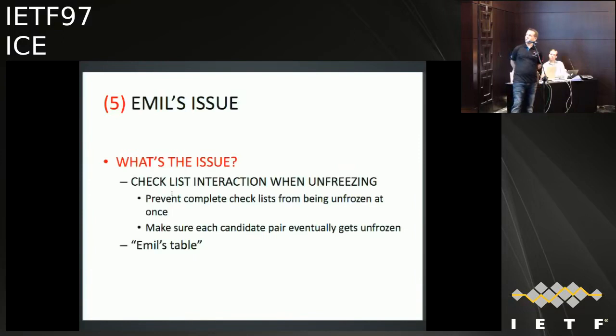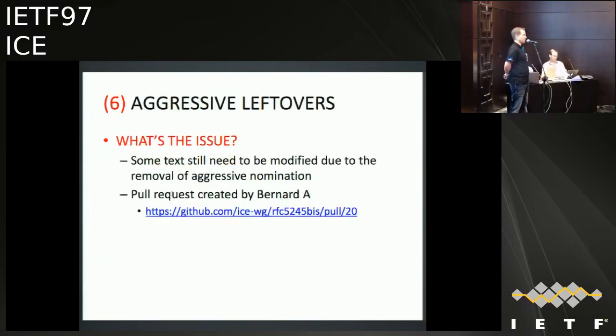Then there are a few issues regarding aggressive nomination. When we did the removal of the aggressive nomination, we did have a pull request and we removed the text. But then I think Bernard found out that there is still some text that needs to be modified or removed because of this. He has done a pull request. You have the link there. I encourage you to go and have a look at it. I think he sent the link also on the mailing list. It's not in the draft yet, but unless there are any major issues, it's going to be in the next version.